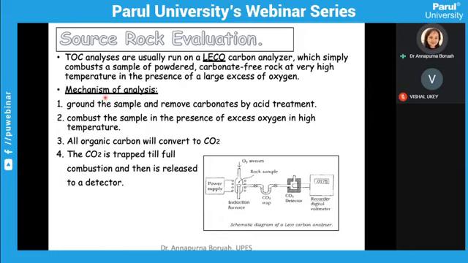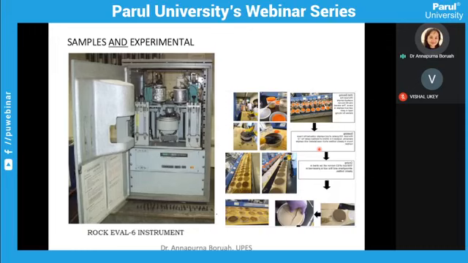For this, you have to powder the sample and remove the carbonates by acid treatment. Then the sample is combusted in the presence of excess oxygen at high temperature, and this organic carbon will convert to CO2, which will be trapped and recorded. The volume of CO2 will be recorded, and here you will get the total organic carbon percentage. Then the other parameters are kerogen type and maturity. Now how to evaluate the kerogen type and maturity? This is the Rock-Eval pyrolysis equipment, Rock-Eval 6, and this equipment is used to analyze the kerogen type and maturity.